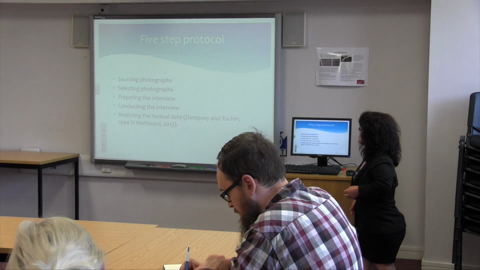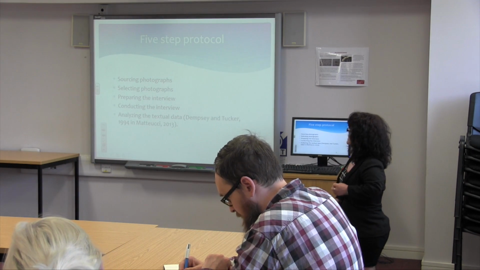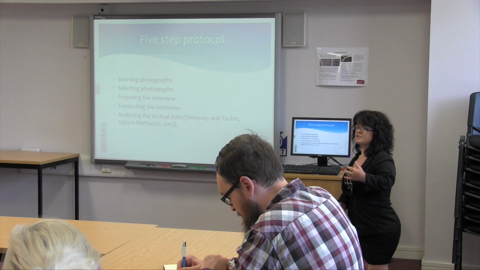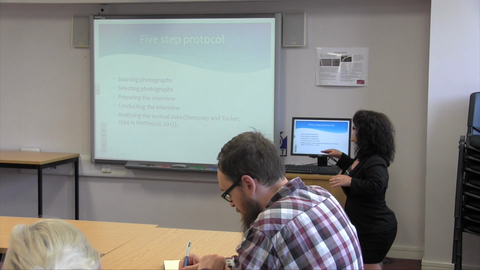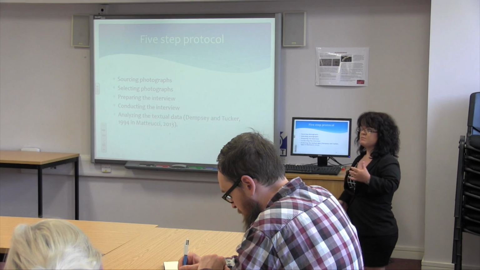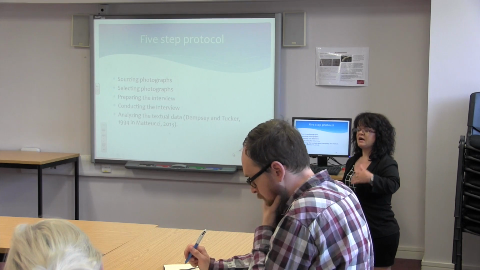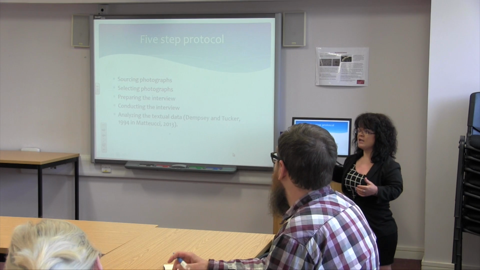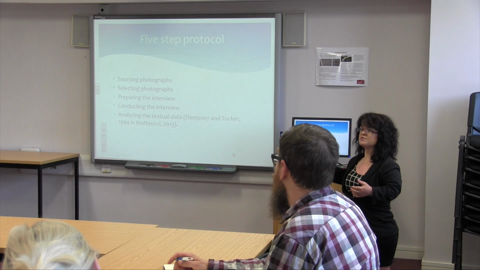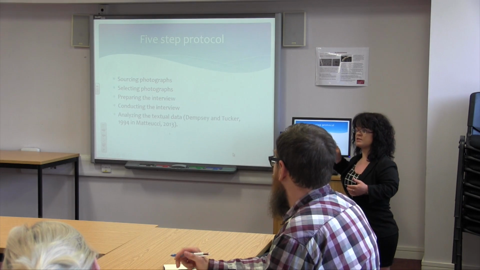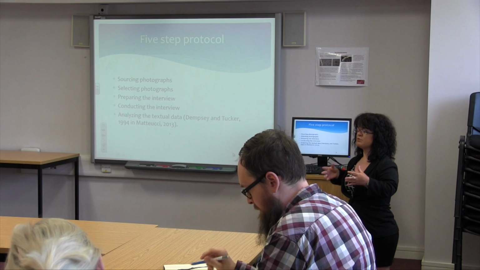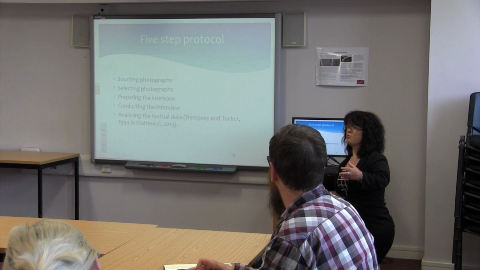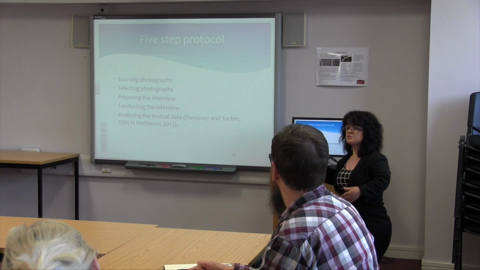There's a 5-step protocol, which is sourcing the photographs, selecting the photographs, preparing the interview, then conducting the interview, and then analysing the textual data. What I found useful in order to analyse the data was that when I spoke about the photos or the maps, I would say, I'm now showing you image 1, and then image 2, so that when I was analysing them and transcribing all the interviews, I knew where I was. A lot of the time a researcher using photo elicitation can get very confused when analysing the data, wondering which image or picture was this.